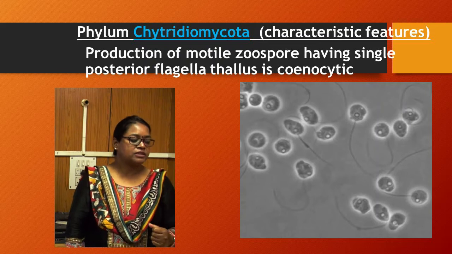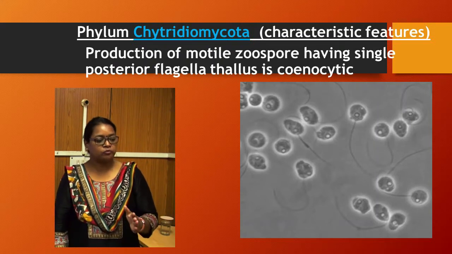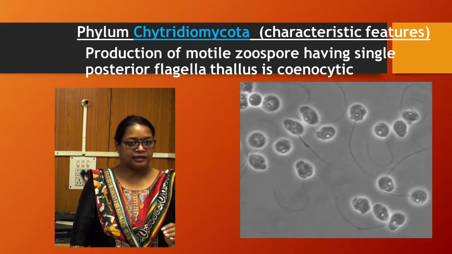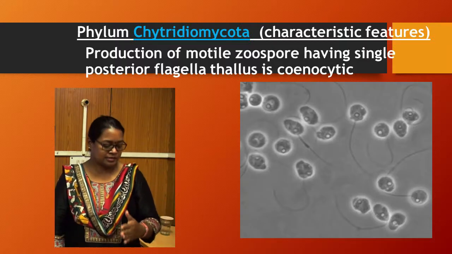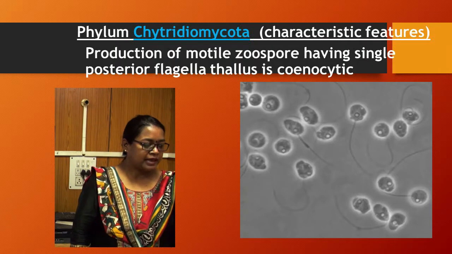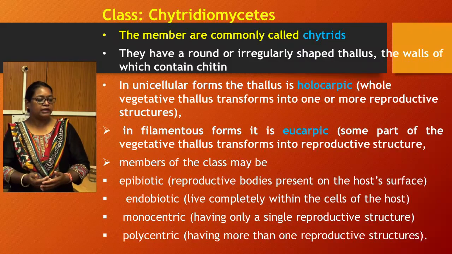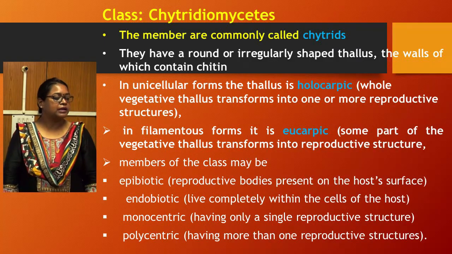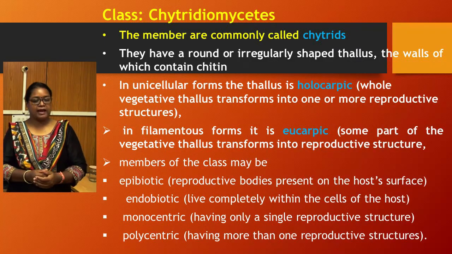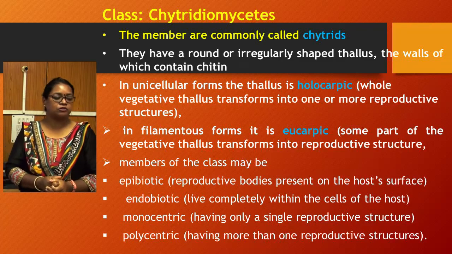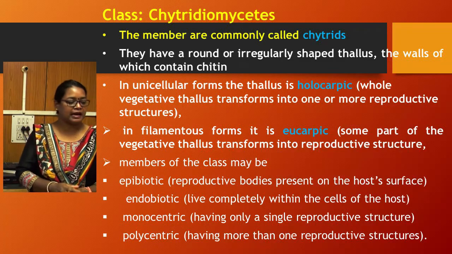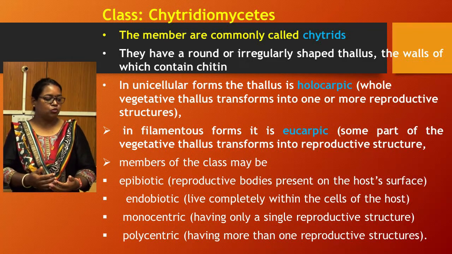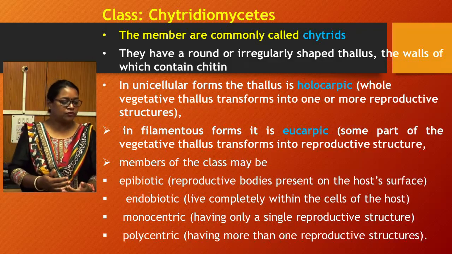Now in kingdom Fungi, first phylum is Chytridiomycota. The characteristic feature of this phylum is production of motile zoospores having single posterior flagellum. Their thallus is coenocytic, means aseptate. The phylum Chytridiomycota is divided into class Chytridiomycetes, and the members of the class Chytridiomycetes are commonly known as chytrids.